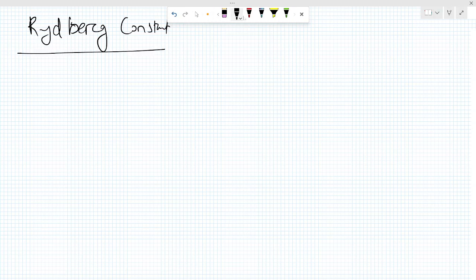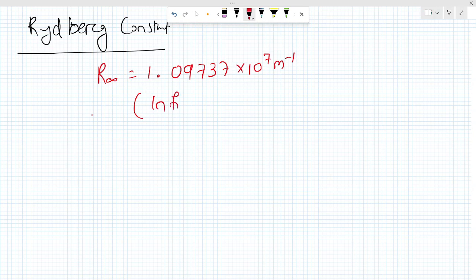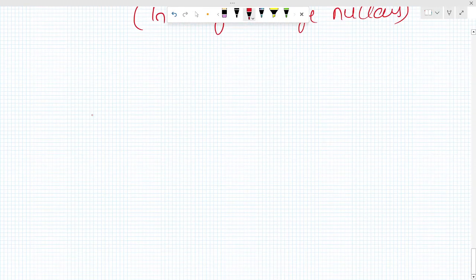So previously we have the Rydberg constant as R infinite, 1.09737 into 10 to the power 7 meter inverse, isn't it? This one is for what? Infinity. We are writing infinite because we are considering it for an infinitely large nucleus. Do you get it? Yes. So let us do that for our new case, replacing m by capital M.